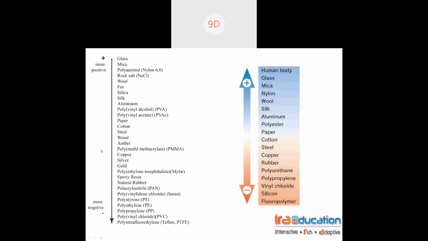Like if I say I'm taking glass, focus on the first one. I'm taking glass and I'm taking maybe say steel. If I'm rubbing glass onto steel, what's happening is glass is losing electrons and becoming positively charged, steel is gaining electrons and becoming negatively charged. The ones which are on the top of the triboelectric series tend to lose electrons. The ones which are near the end of the triboelectric series will gain electrons.